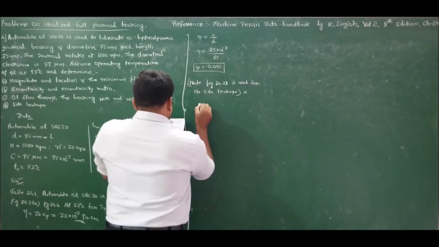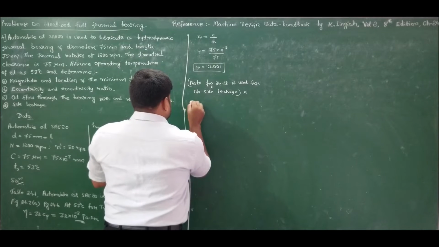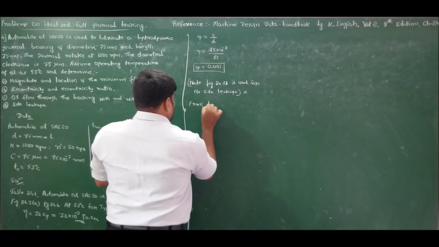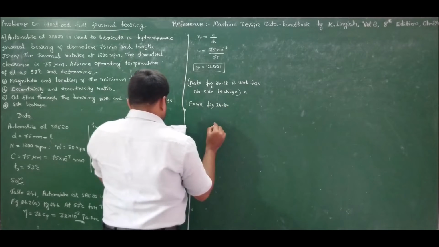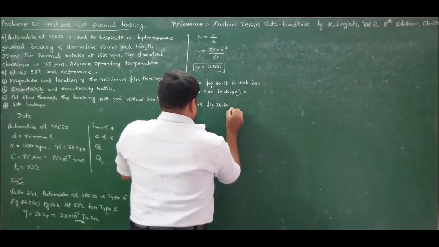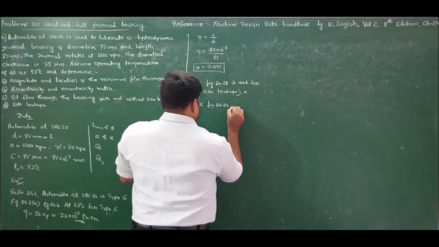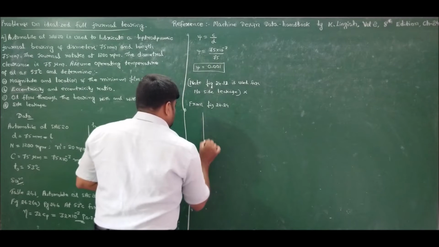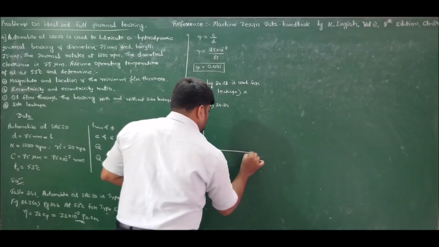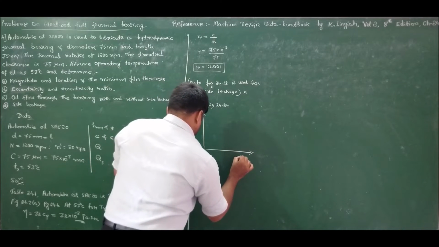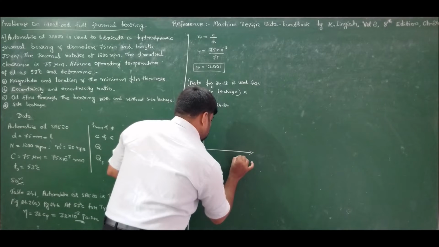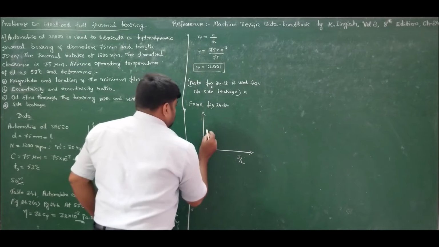Therefore, from figure 24.24, we have the load correction factor for side leakage, which is plotted against B by L, versus which we have the curve.